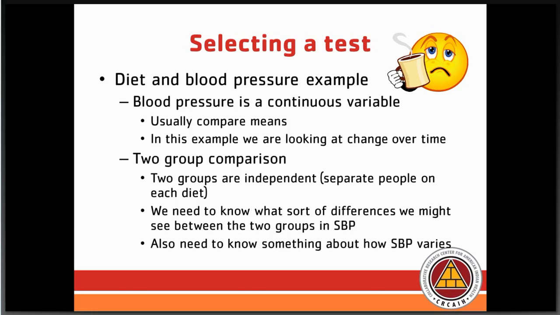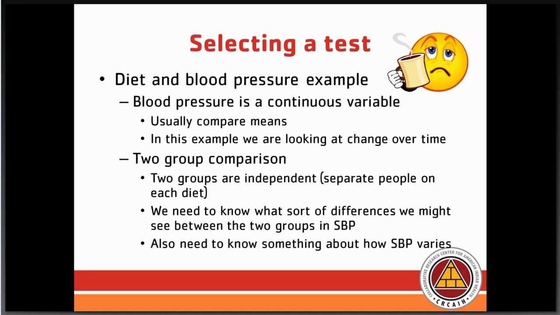The individuals in the group aren't expected to be related to each other in any way. It would be a dependent study if you were testing the two different diets in the same people. So one diet in one period of time and the other diet in the other period of time. Then they would be dependent because they're the same people.